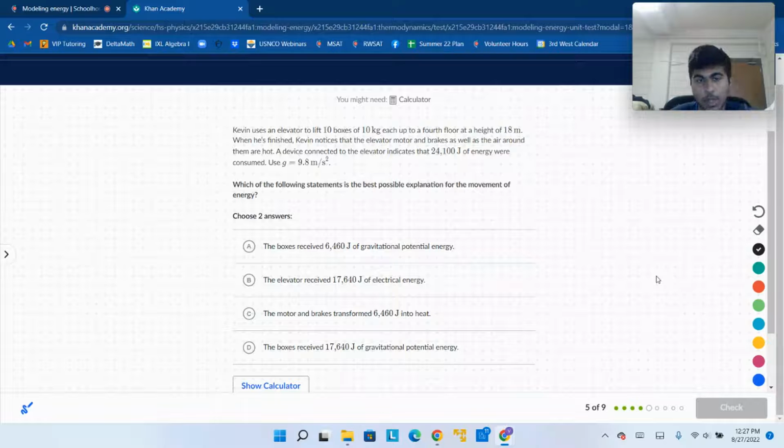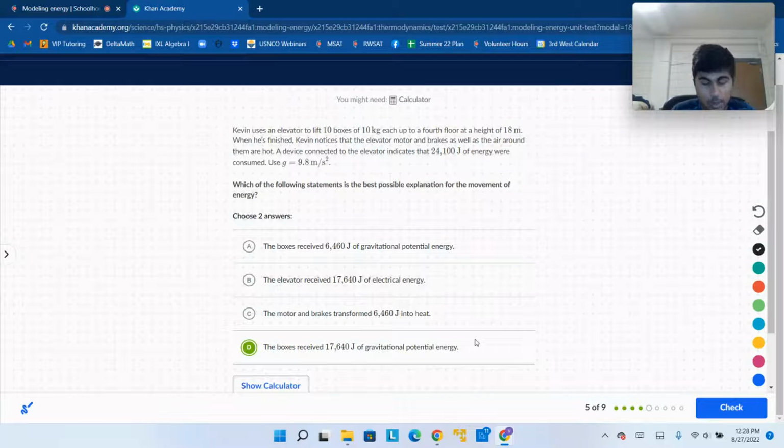Okay, so we see these answer choices. Let's figure out, first of all, how much energy they actually used for the actual purpose, which is lifting the boxes. So 10 boxes, 10 kilograms each, so 100 kilograms, fourth floor, 18 meters. So 100 times 18, the height, times 9.8. That's going to be 17,640 joules of gravitational potential energy. So the boxes received that much gravitational potential energy. Well, that is true, right? The boxes did receive that much.